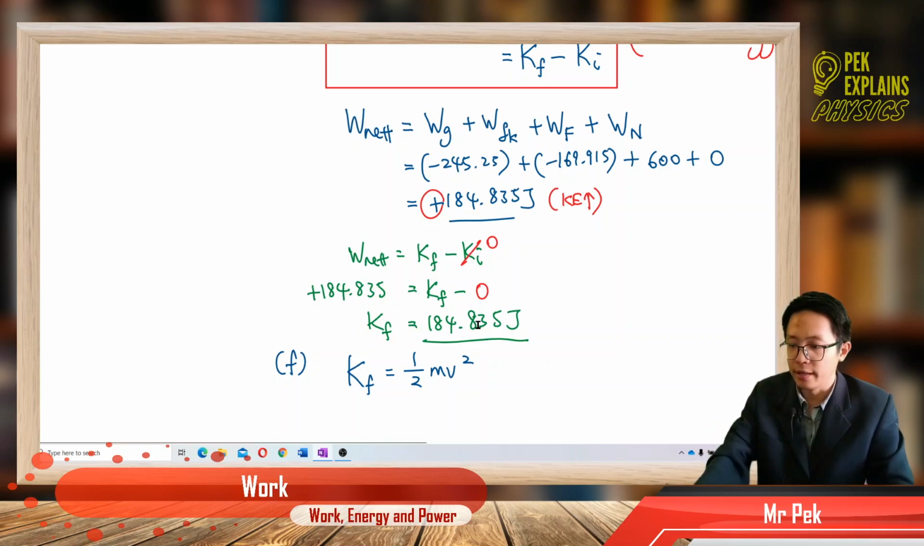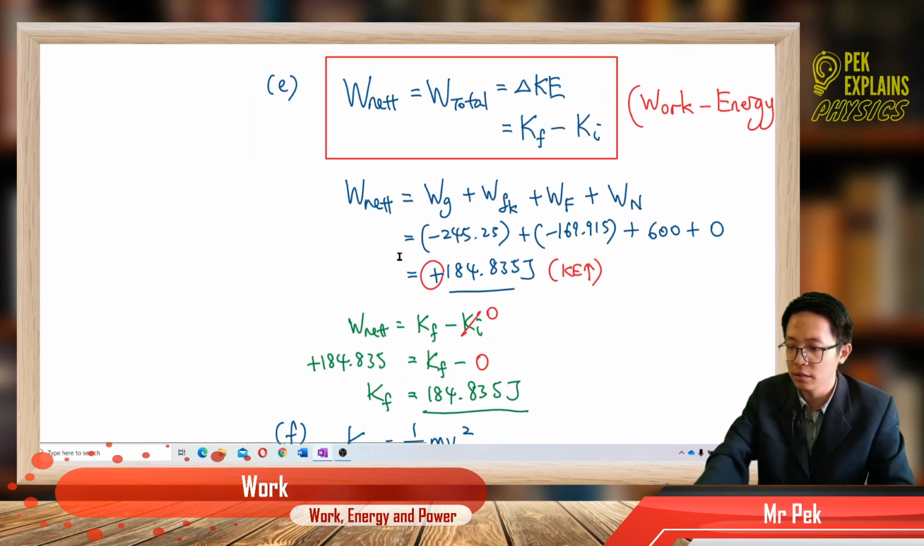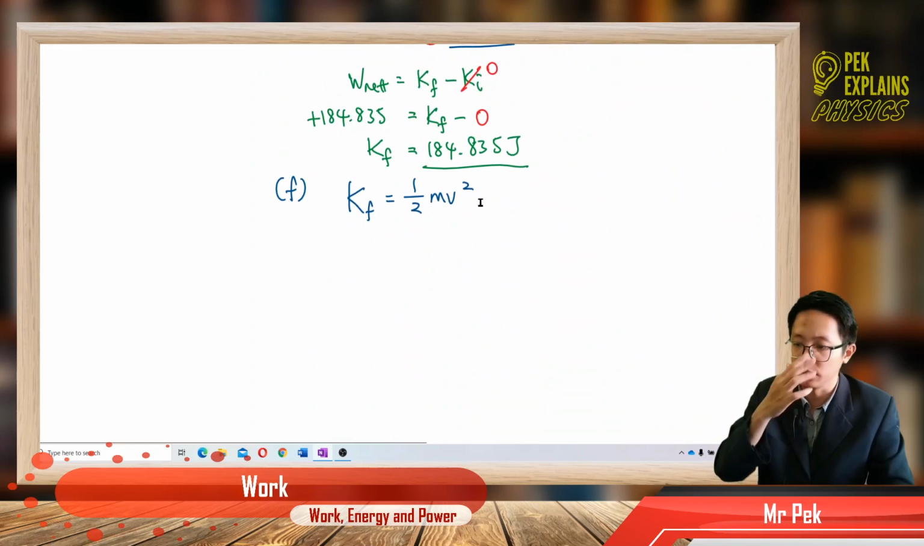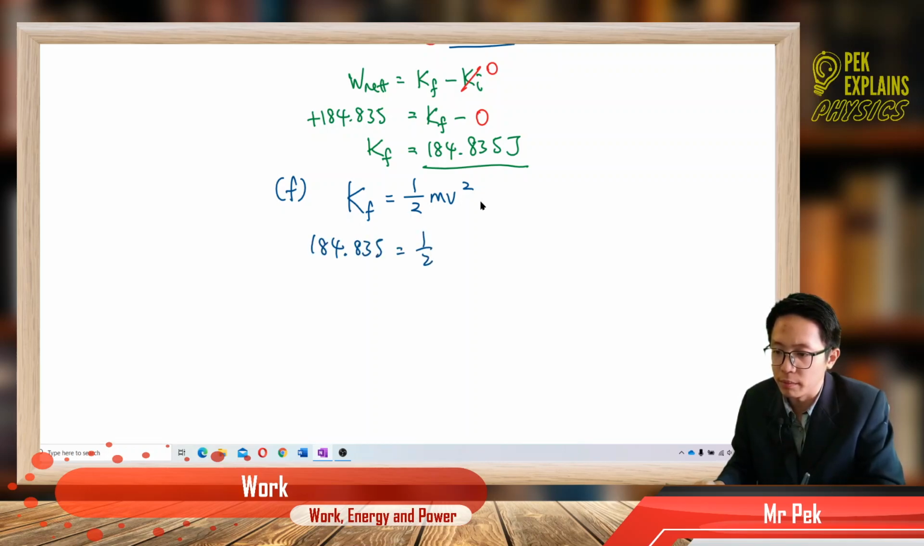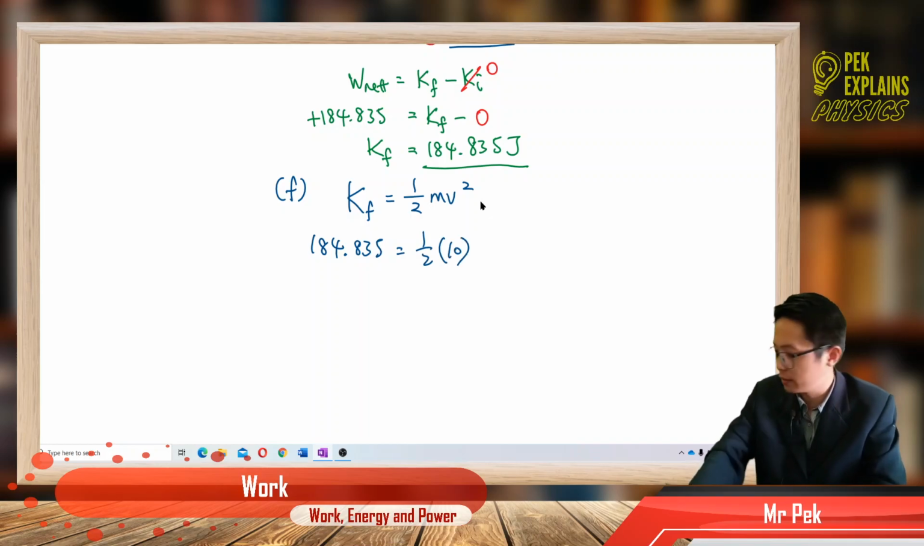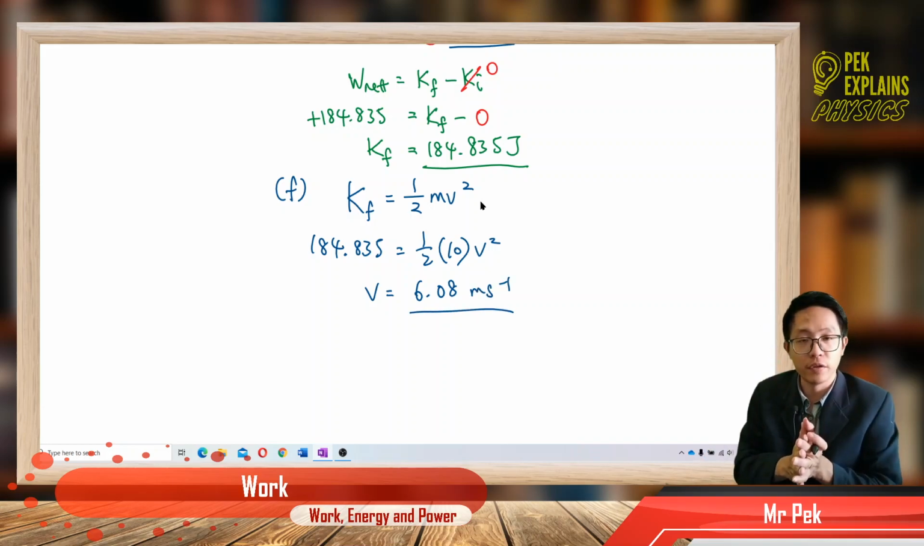Then we can find the final velocity. We equate this to half mv squared. So 184.835 equals half times the mass, which is 10 kilogram, times v squared. So the velocity is equal to 6.808 meter per second. That's the final velocity, once we got the final kinetic energy.